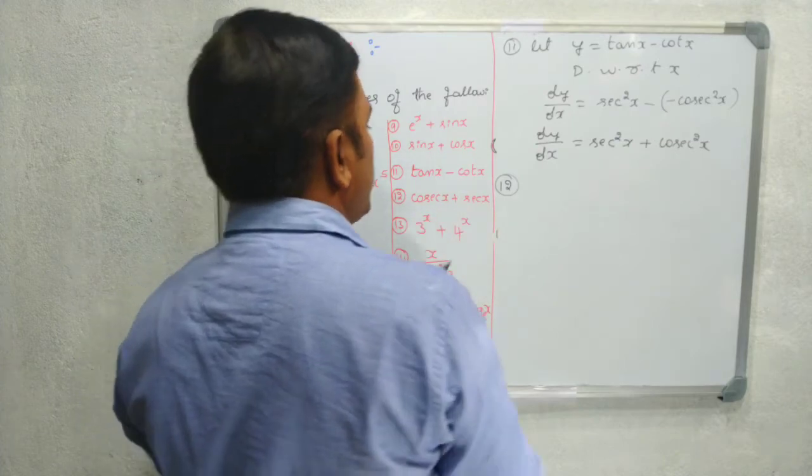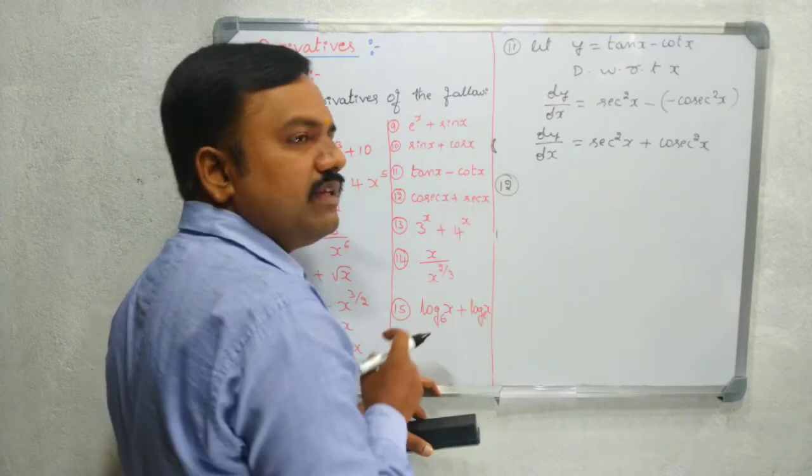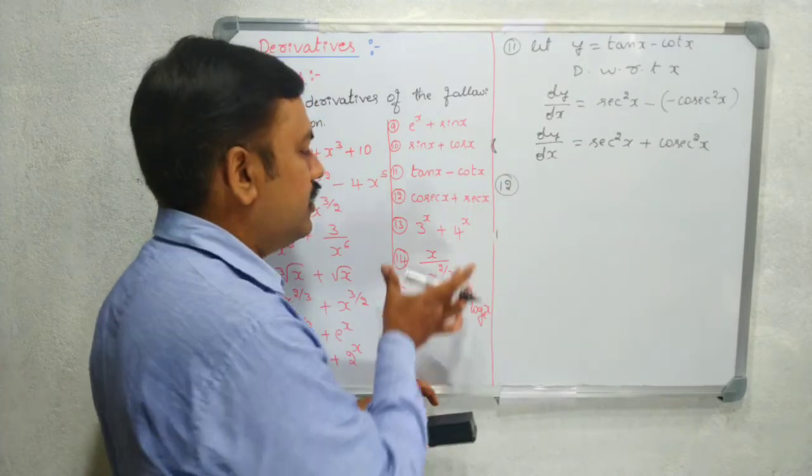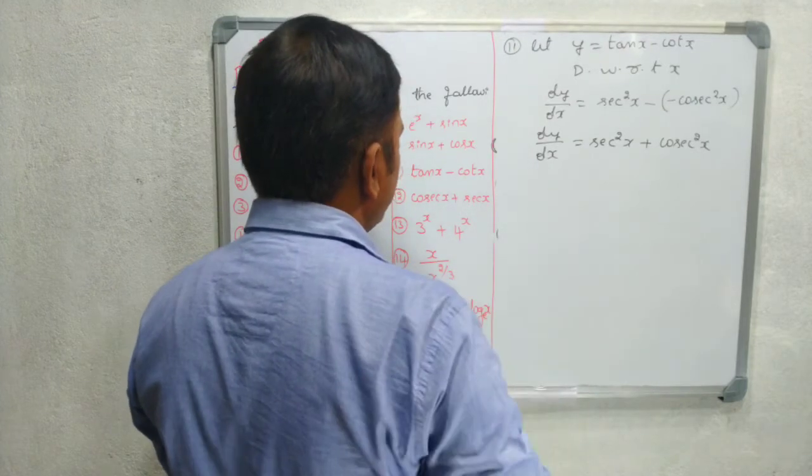Next, the 12th problem is, take this problem as homework. 12th problem, cosecant x के differentiation minus cosecant x into cot x. Secant x differentiation is secant x into tan x. So take this problem as homework. Next I move on to 13th one.